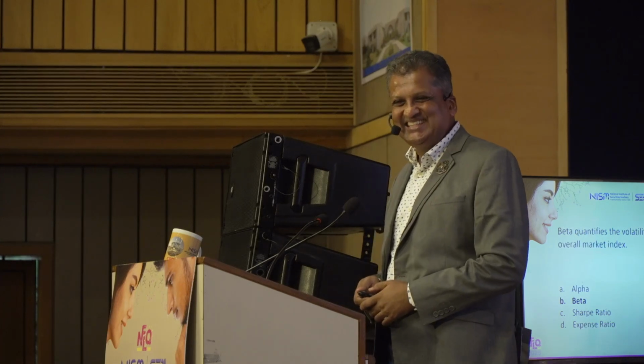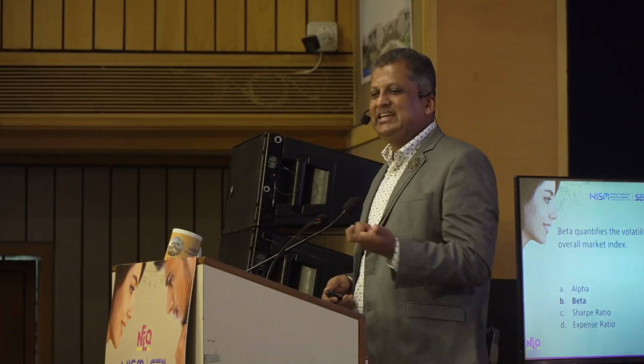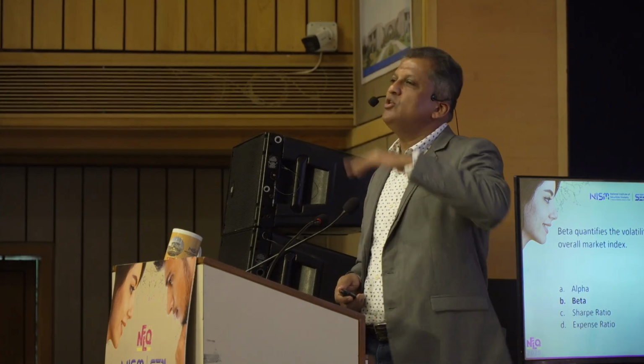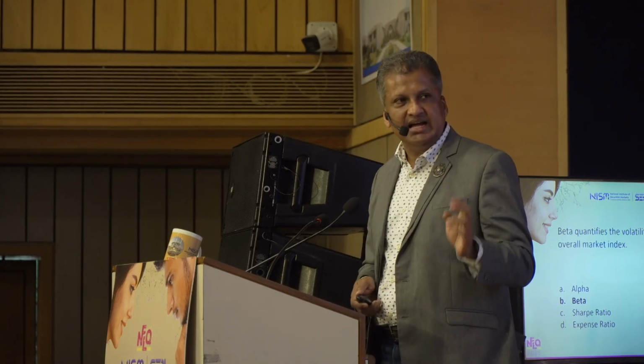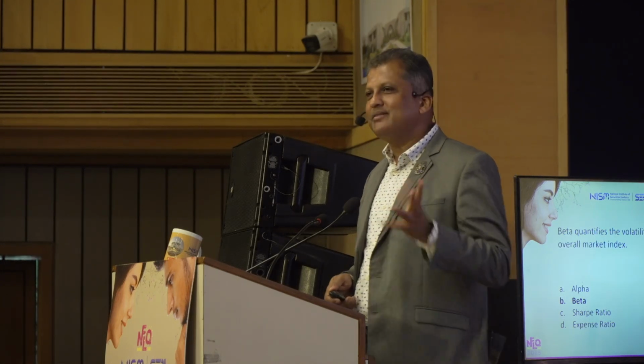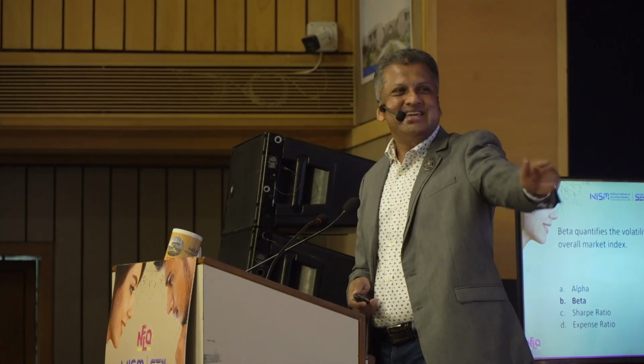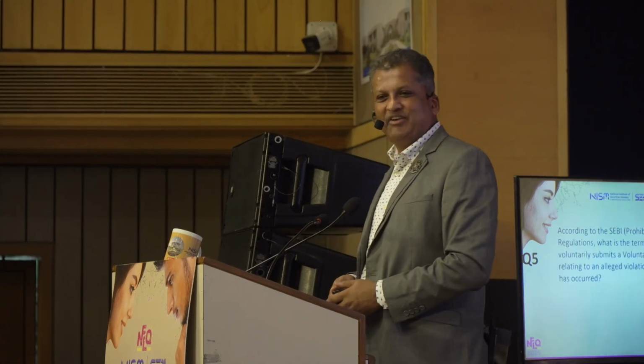We will go with B, beta. Because it is B beta. All right, you're right. 10 points to you. B beta it is. It quantifies the volatility of a fund which is relative to the overall market index. 10 points to Team D for delta. And because they answered beta, right? Sometimes it gets confusing.